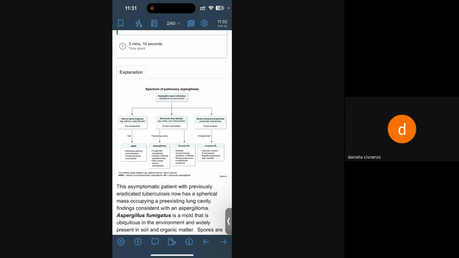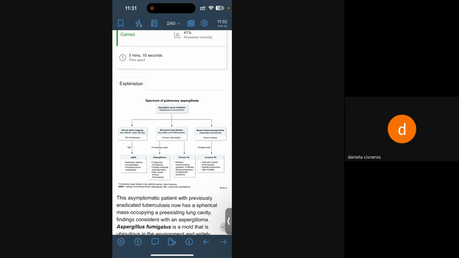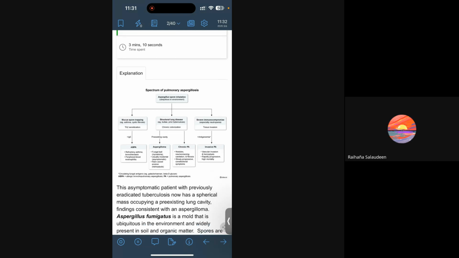Okay, the third one which you are going to see in a severely immunocompromised patient is invasive pulmonary aspergillosis. In that condition, you are going to see vascular invasion, and due to vascular invasion, you are going to see hemoptysis. It is also linked with severe neutropenia. Whenever you have an immunological condition in which the neutrophils are down, there are high chances of aspergillosis infection. Okay, let's move on to the next one.